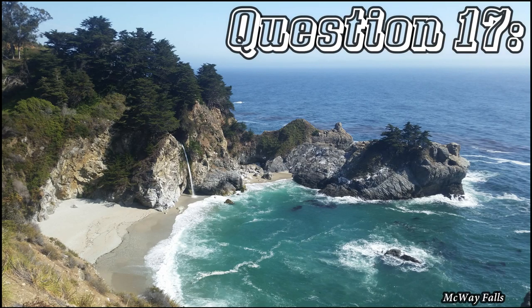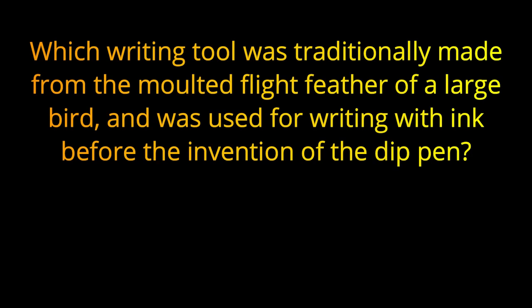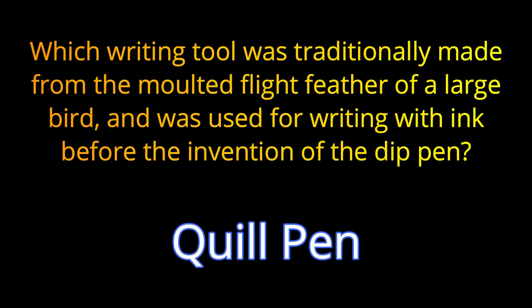Question 17. Which writing tool was traditionally made from the molted flight feather of a large bird and was used for writing with ink before the invention of the dip pen? The answer is a quill pen.